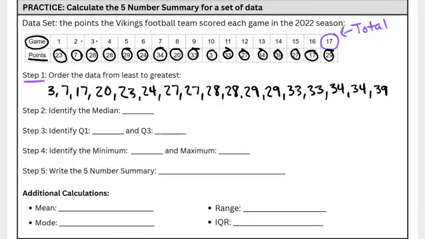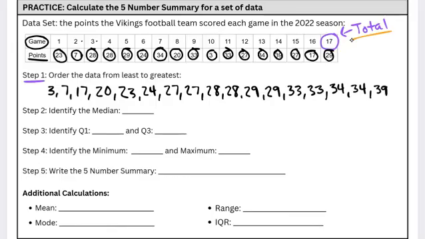All right, this is what your data set should look like. And one way to make sure you used all the data is to count and make sure you have 17, as our total is 17 numbers.